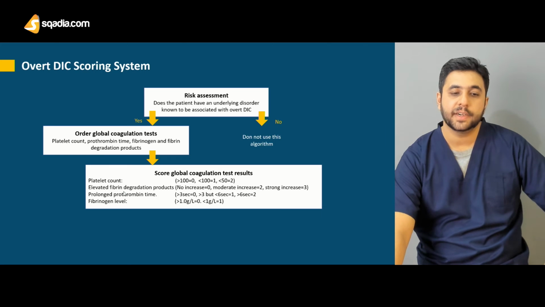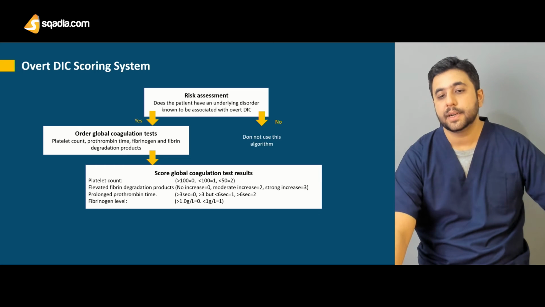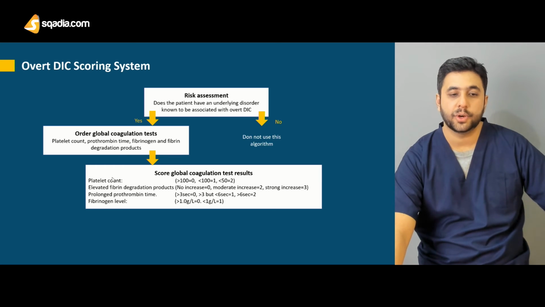Similarly, if we have an elevated FDP or FSP level: if there is no increase, if the FDP is normal, there is a 0 score. But if there is a moderate increase, we give them 2 points. And if there is a strong increase, we give them 3 points.